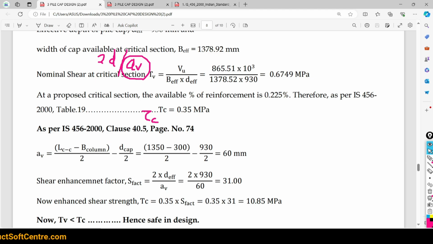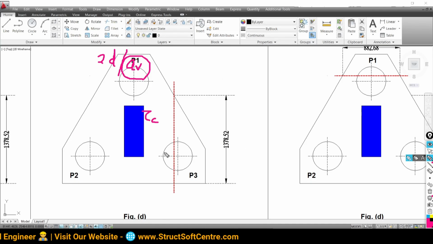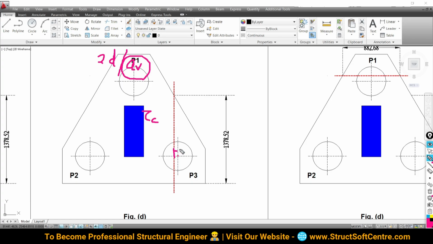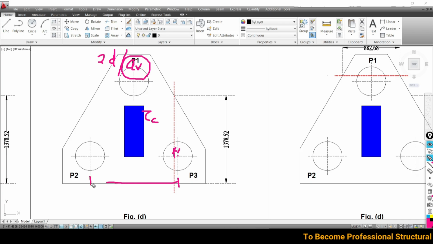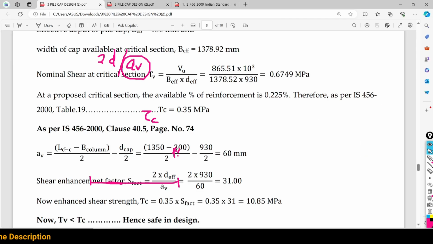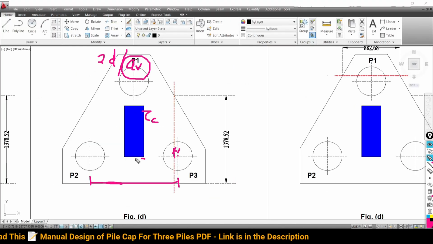So for that let's try to understand. It is a distance. Which distance? It is the distance between the center of the pile and the critical section. This is called AV. How can we calculate this AV? It's very simple. We have this center to center distance between the two piles, right? Then we have to take half of this. Let me show you in the calculation: center to center distance between the piles minus width of the column.